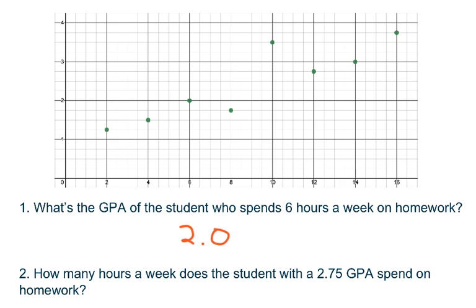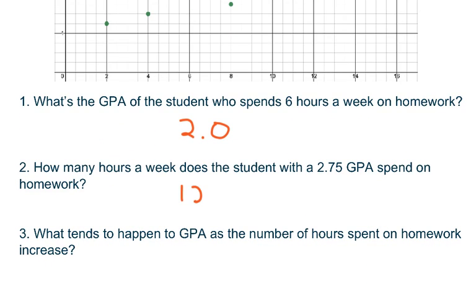Question number 2, how many hours a week does the student with a 2.75 GPA spend on homework? So we're going to find 2.75. These are split into 0.25s: 2, 2.25, 2.5, 2.75, and then 3. So we're going to find 2.75, follow it all the way over, and we find 12 hours. This person spends 12 hours on homework every week.